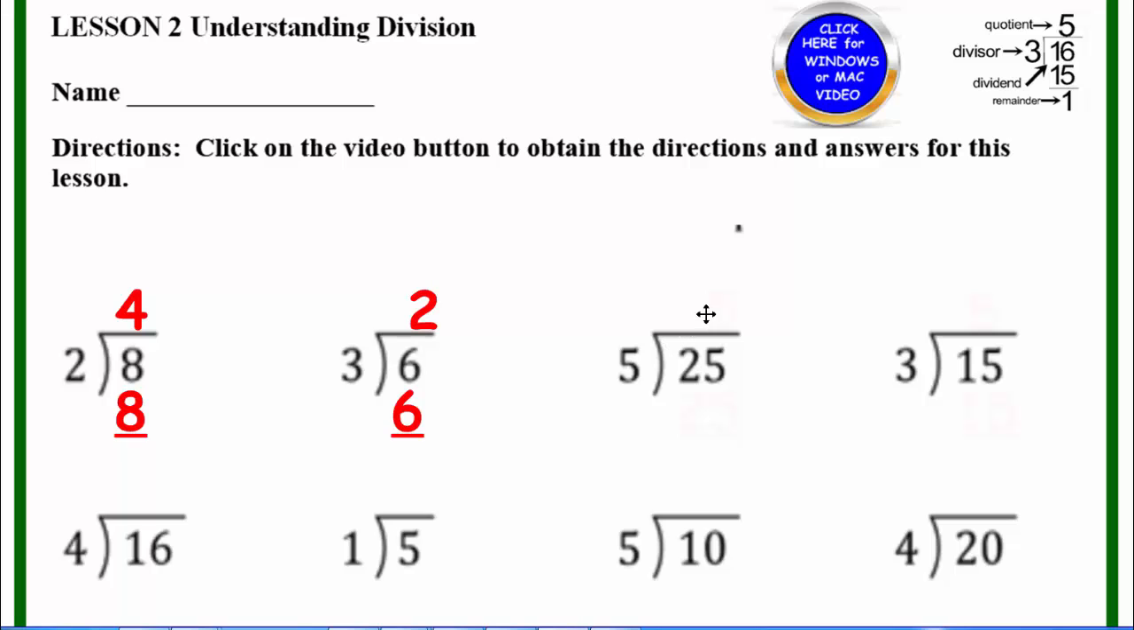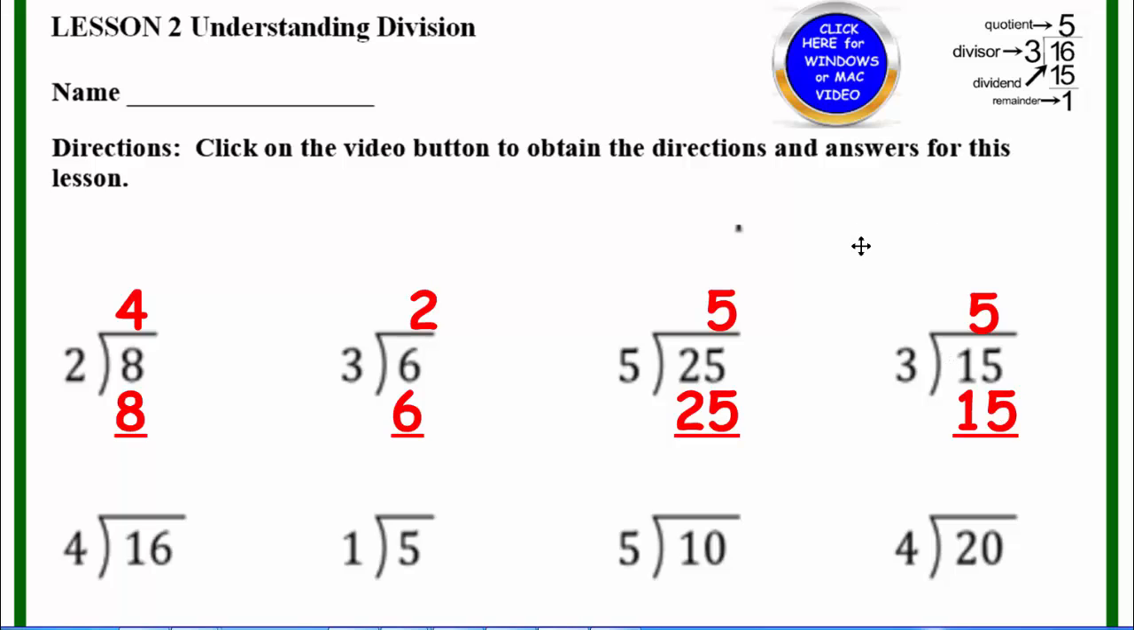Let's look at this one. 5 and 25. All right. The divisor is 5. The dividend is 25. 5 goes into 25 5 times. 5 times 5 is 25. There are going to be 5 groups of 5. And the last one I want to show you, where the divisor is 3 and 15 is the dividend, your answer should be 5. We have 3 groups of 5. 3 goes into 15 5 times. 5 times 3 is 15.